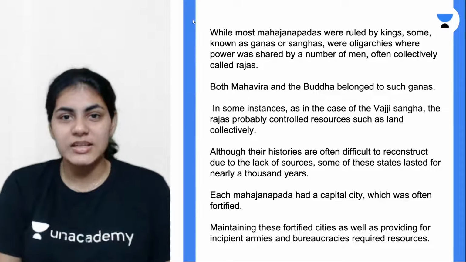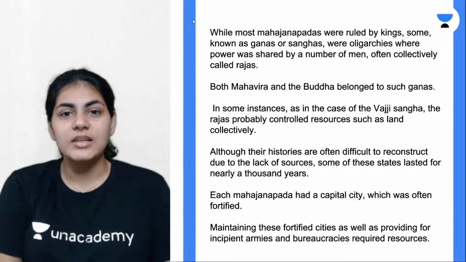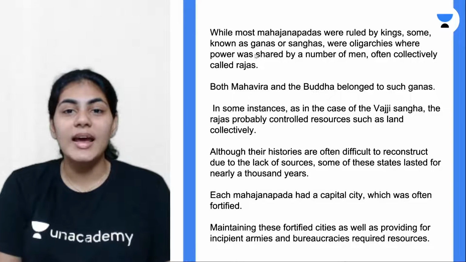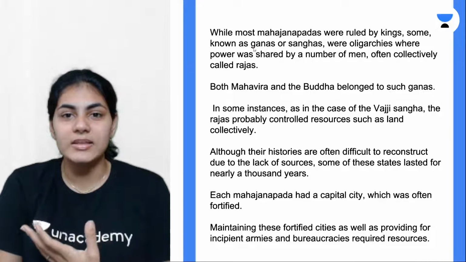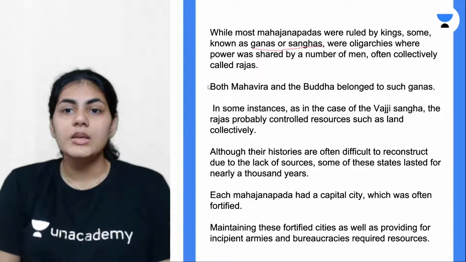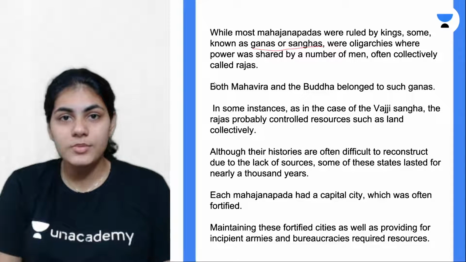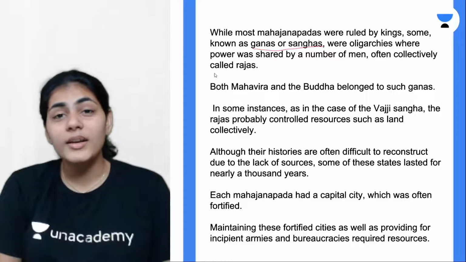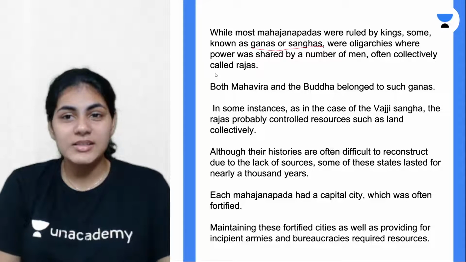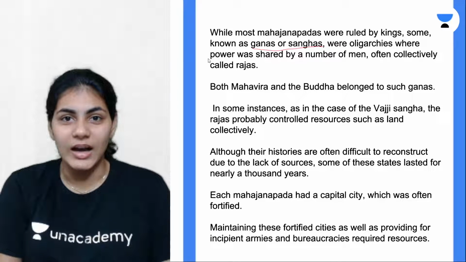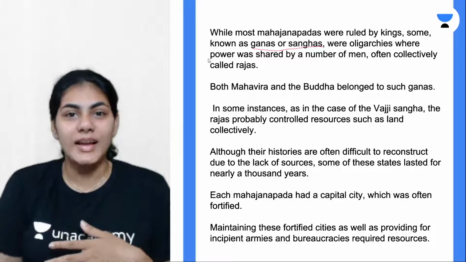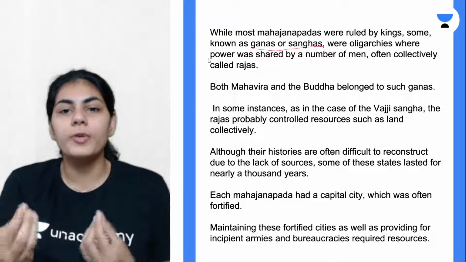But out of the 16, there are some Mahajanapadas which are known as Ganas or Sanghas. The name is different here. The spellings are here, guys. These were basically not kingdoms, but instead they were oligarchies. What are oligarchies? If you're a political science student, you will know. But in a brief sense, an oligarchy is a type of political regime where a group of people hold the power.